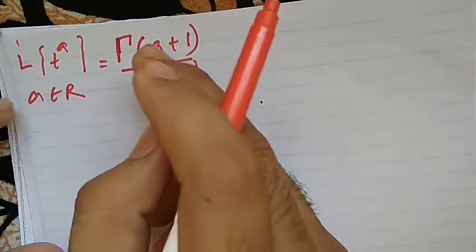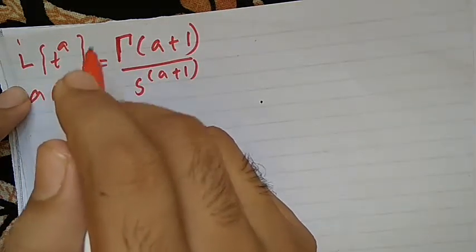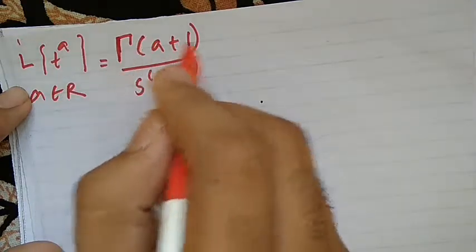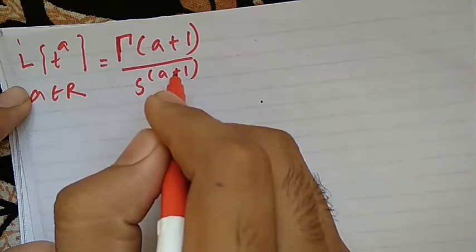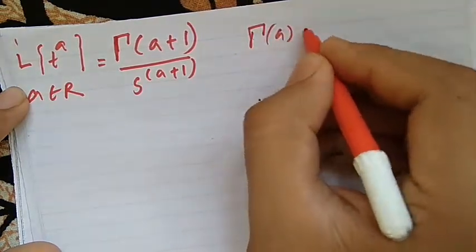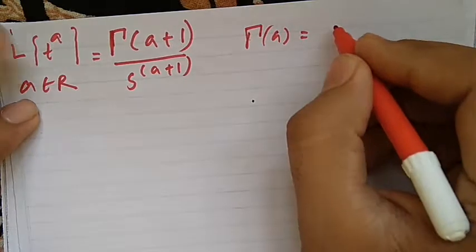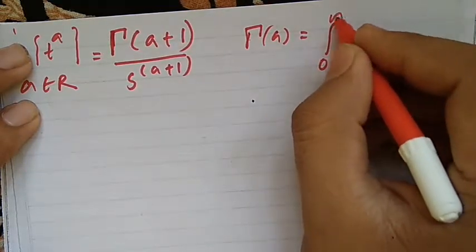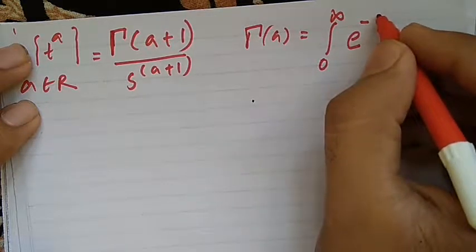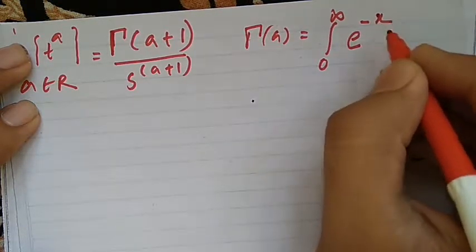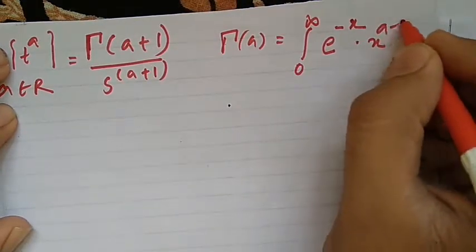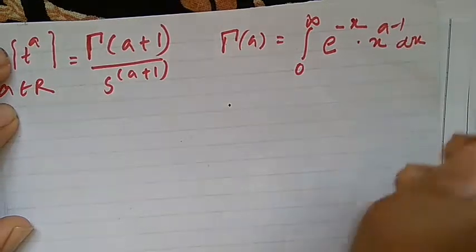Okay, the Laplace transformation of t to the power a, where a belongs to the real numbers, is equal to the gamma function of a plus 1 by s to the power a plus 1. Okay, what is the gamma function? The gamma function is also similar to this: the integral from 0 to infinity of e to the power minus x into x to the power a minus 1, where I'm using another variable x.